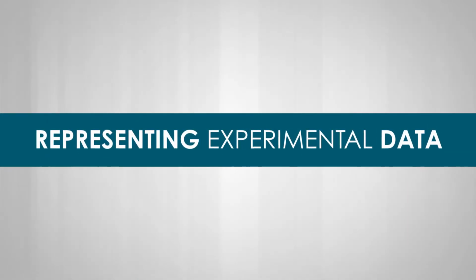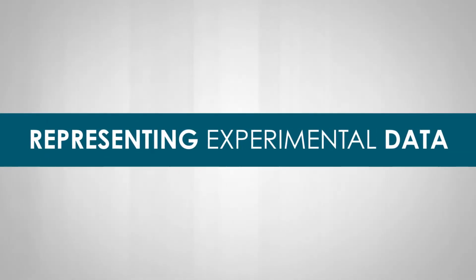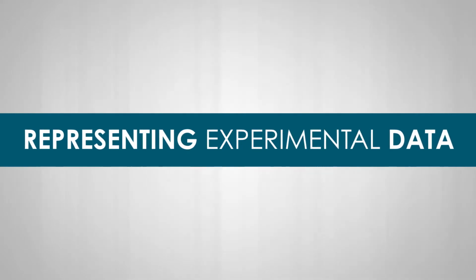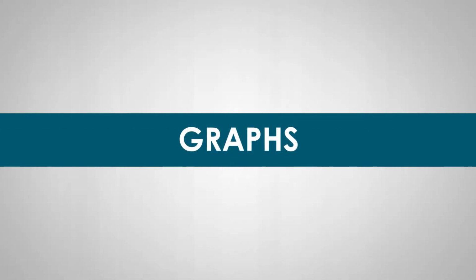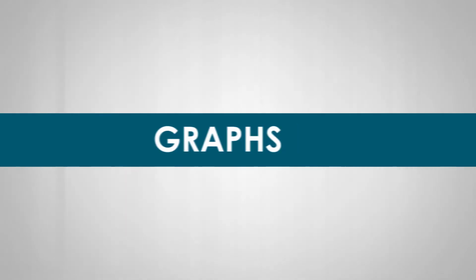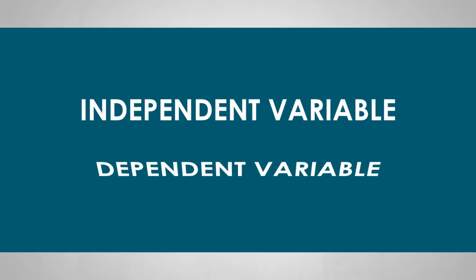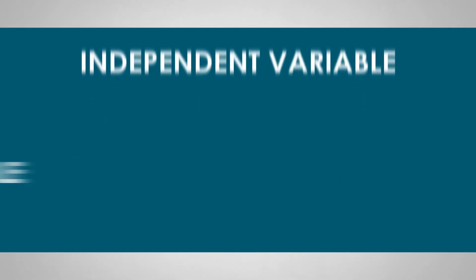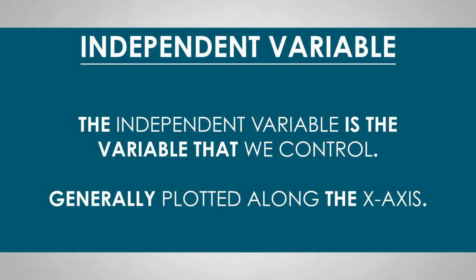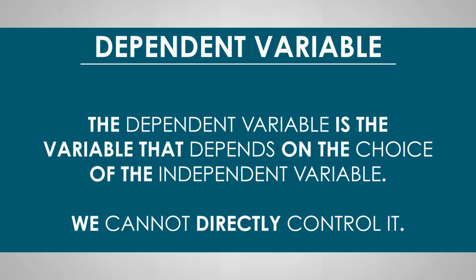Now we're going to see how to represent the experimental data in a way that makes the analysis and interpretation of the data much easier. It's called the graph. In a graph, we plot two sets of data corresponding to two different quantities or variables known as the independent variable and dependent variable. The independent variable is the variable that we control, which is generally plotted along the x-axis. The dependent variable is the variable that depends on the choice of the independent variable, which we cannot directly control.